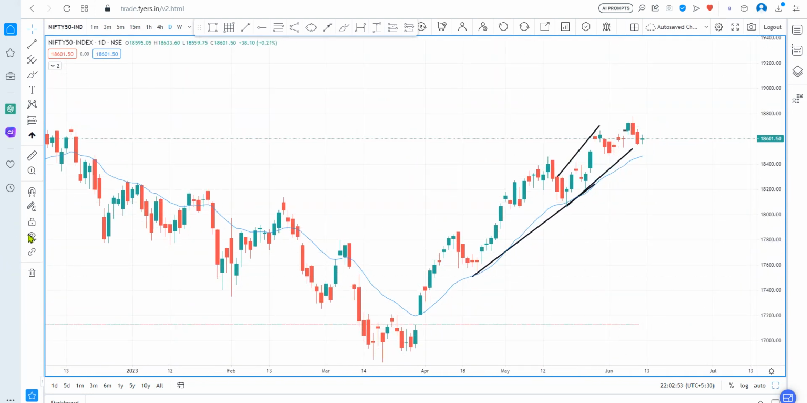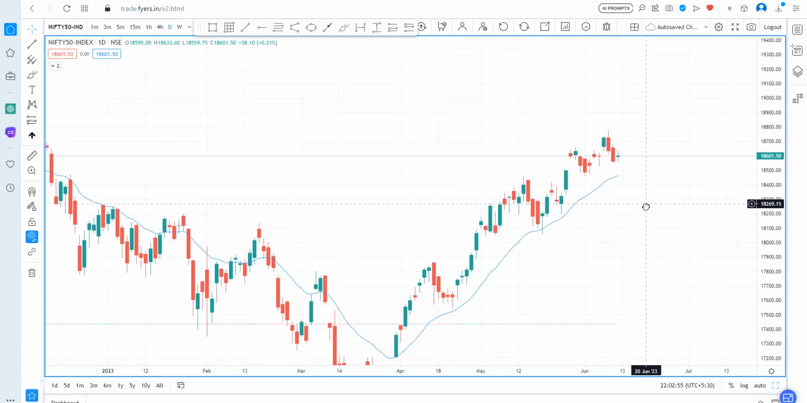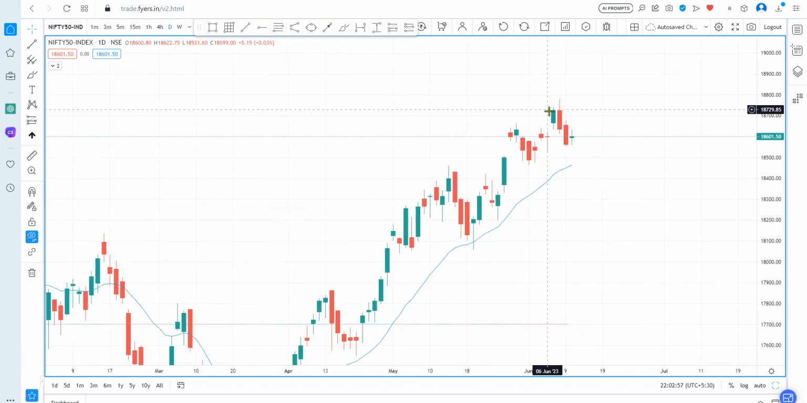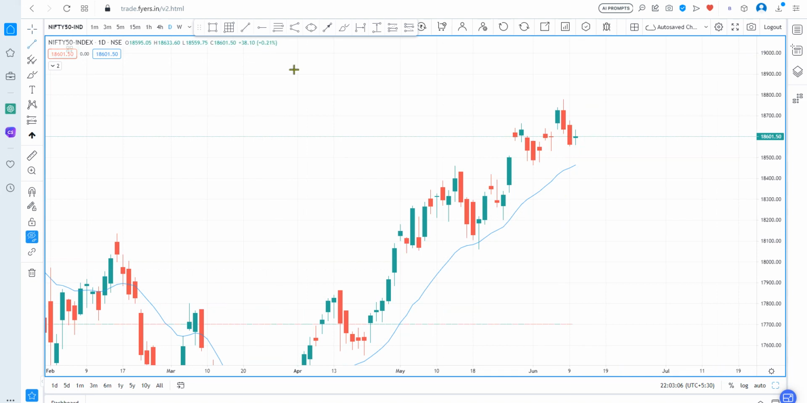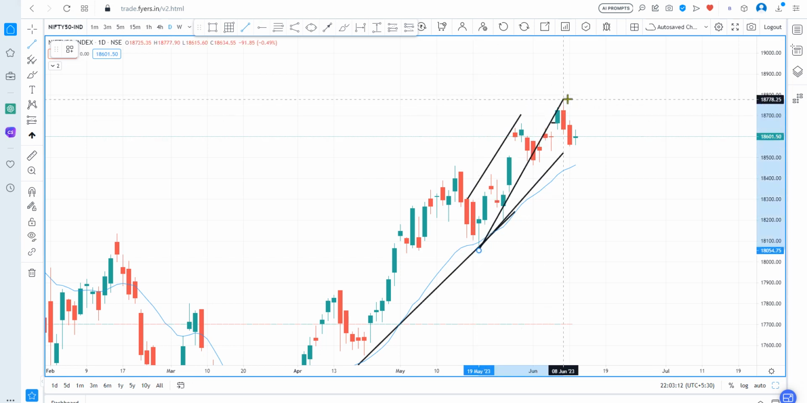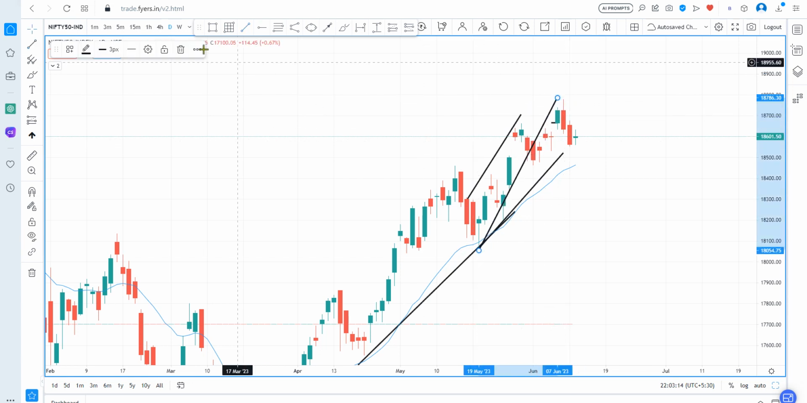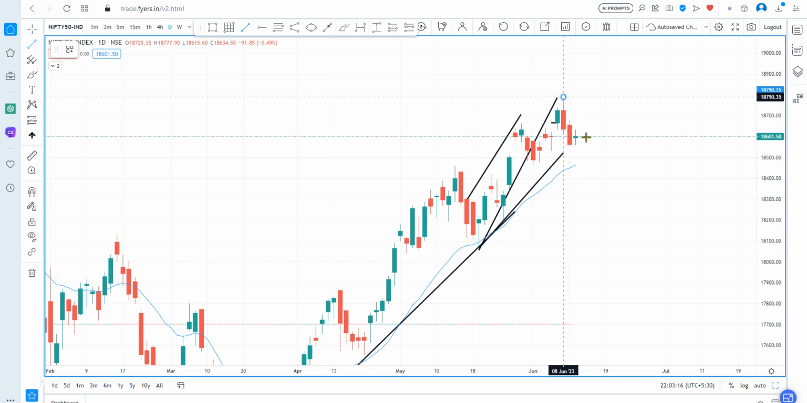Here daily candle, as we can see, Thursday is a red candle, Friday is a red candle. So we consider it as a small pullback or flag in the bull channel. Bull channel is up to this. Now this is a flag pattern.